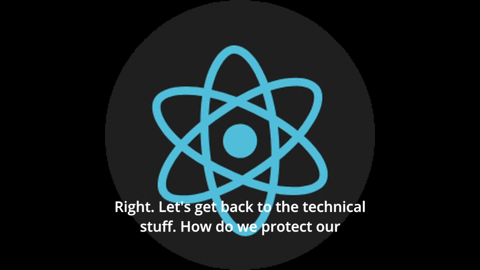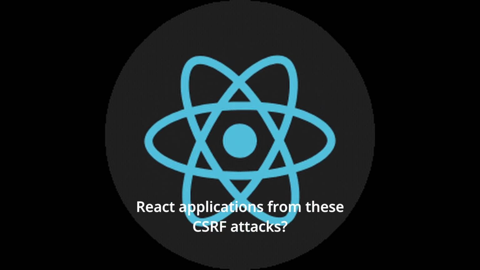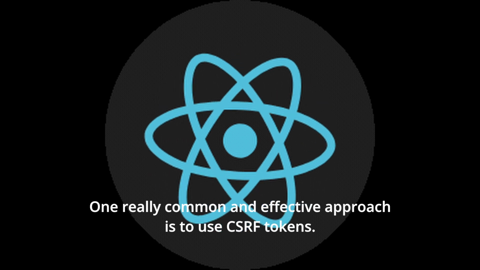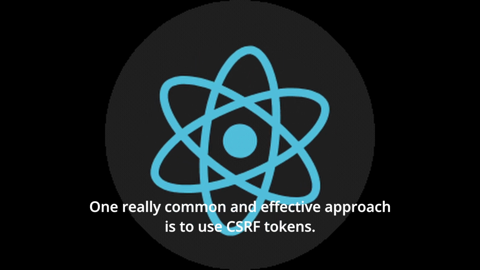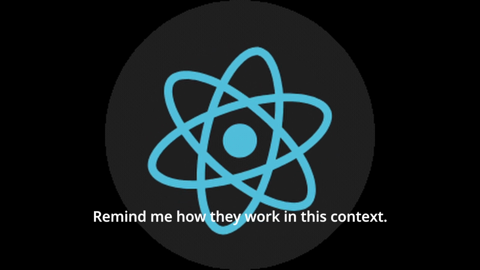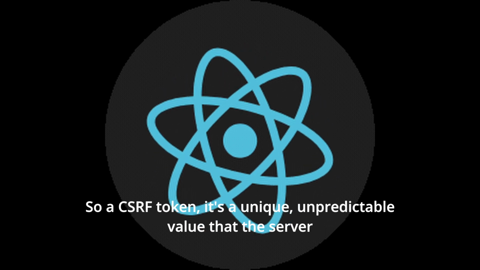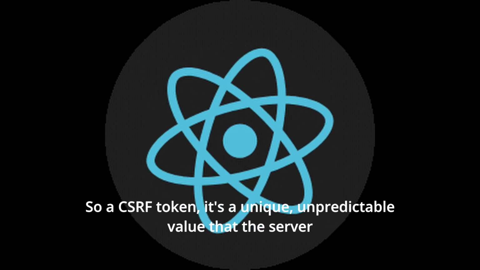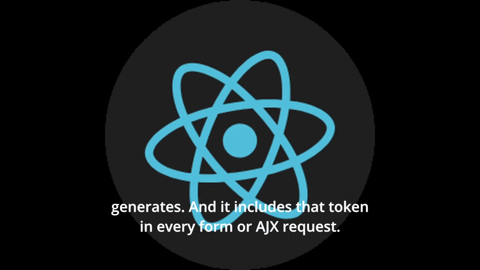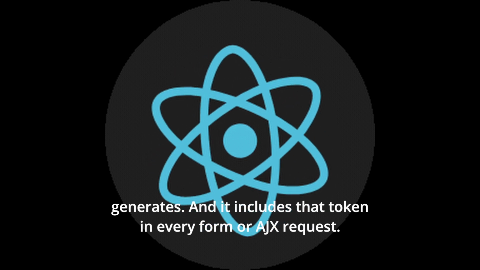How do we protect our React applications from these CSRF attacks? One really common and effective approach is to use CSRF tokens. Okay. We talked about tokens earlier. Remind me how they work in this context. So a CSRF token is a unique, unpredictable value that the server generates, and it includes that token in every form or AJAX request.